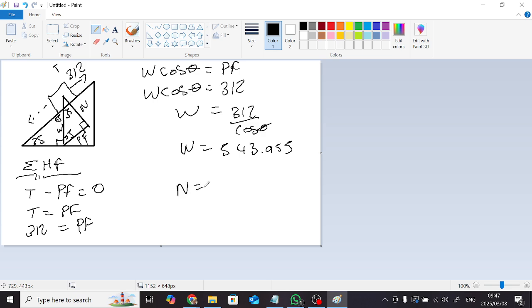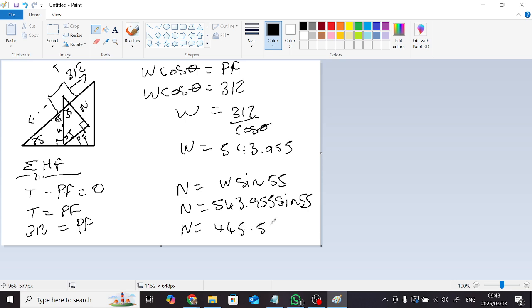And the normal force is just going to be equal to W sine theta, or sine 55. So the normal force is equal to, and we've calculated W, 543.955 sine 55. And that gives us 445.58. This is in newtons. Okay.